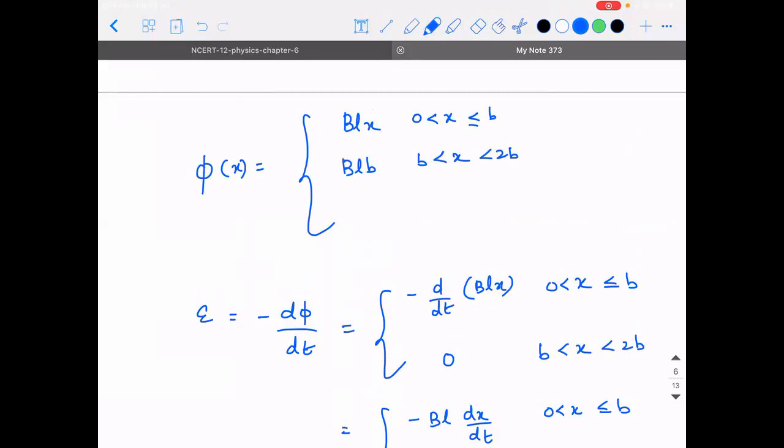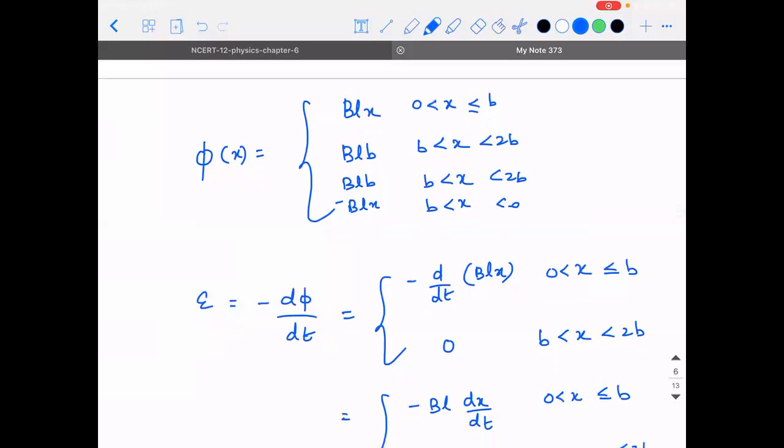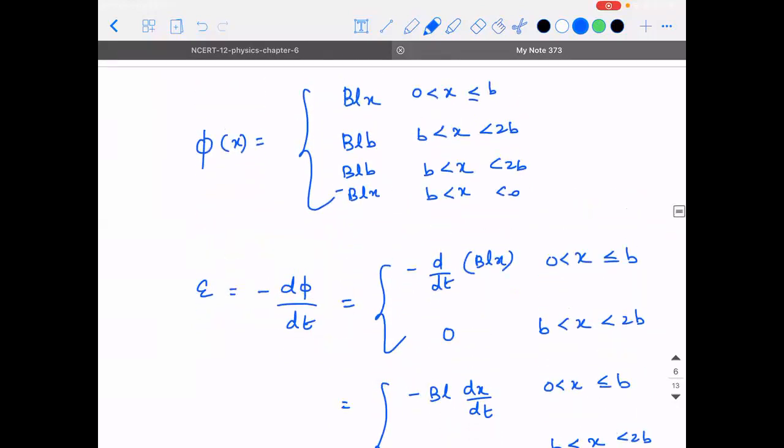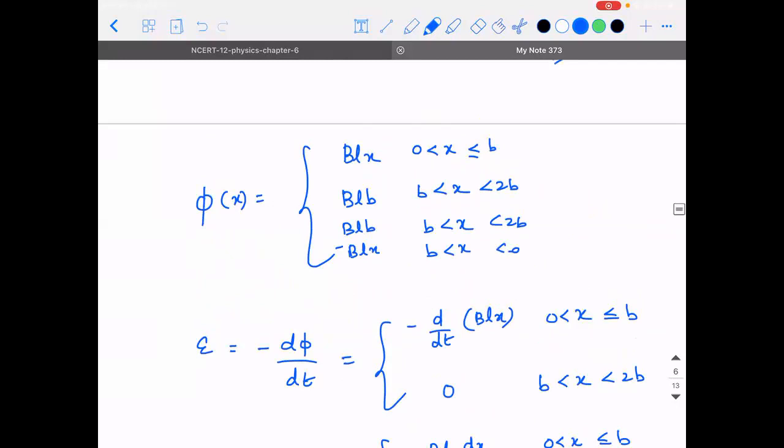Yes, sir. So similarly, here also it is going to be B into L into b when the value of X is greater than b, and again it will decrease, minus B into L into X, on the way back. Okay. So when you draw the graph for this, let me draw the graph and show you.